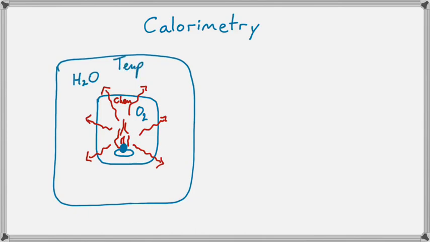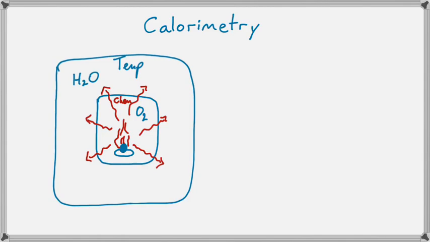And if this was a perfect world, the amount of energy that the thing burning is losing should be exactly equal to the increase in energy in the water. So we can do some calculations to figure out how much energy was lost by figuring out how much energy was gained by the water. Okay? Now there are a few assumptions that we need to make.